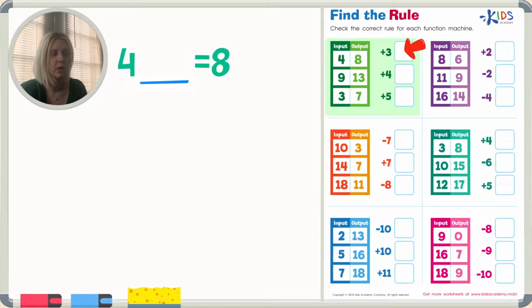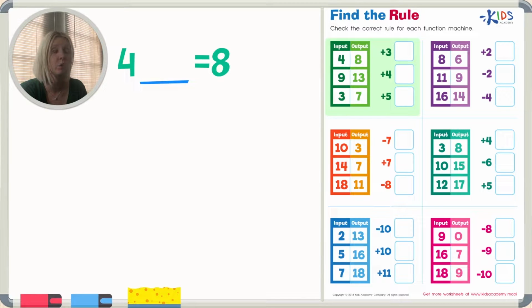So let's first start with the top number. 4 plus 3 equals 8, okay? Does that make sense? 4, let's count on 5, 6, 7. Is that right? No, that one's not right, is it? So I know that that's not the correct answer. So I'm going to try again. Let's try the next one.